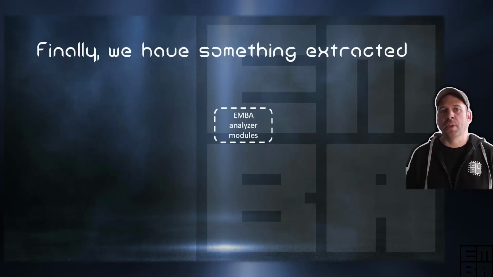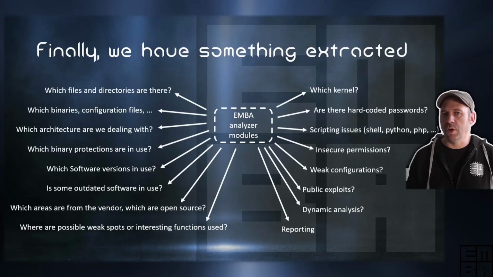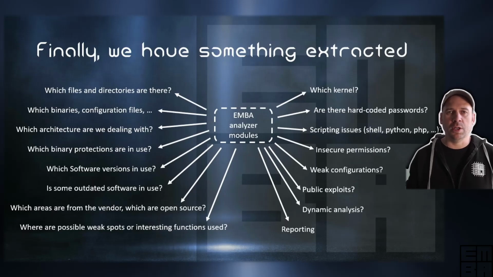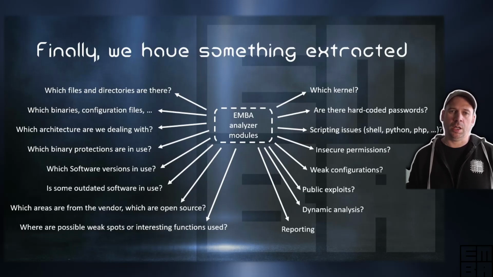And this means the analyzer modules, which are the heart of the whole firmware security vulnerability analysis within EMBA, are started up. And they are answering our questions like which files, how many files, which binaries, which libraries, what software components are in it, what kernel version, what software versions at all, and so on, privileges, configuration files, and so on. All of these questions are getting answered now by our analyzer modules.